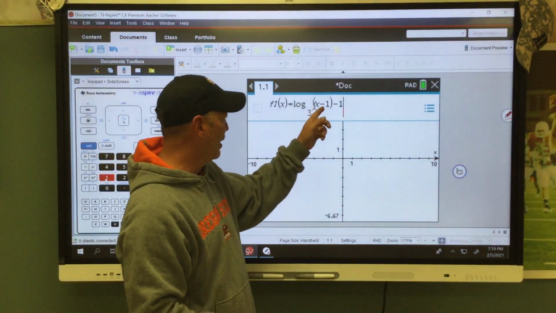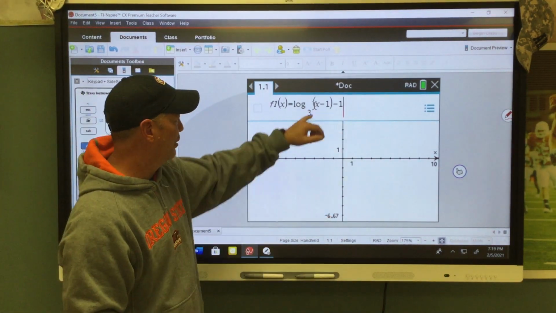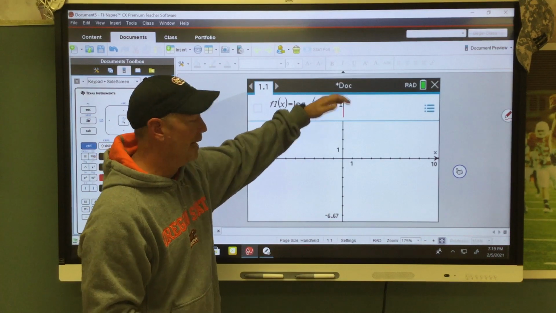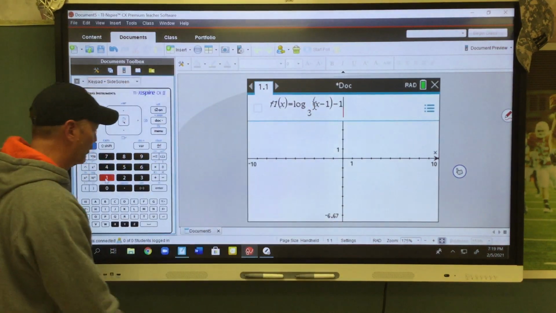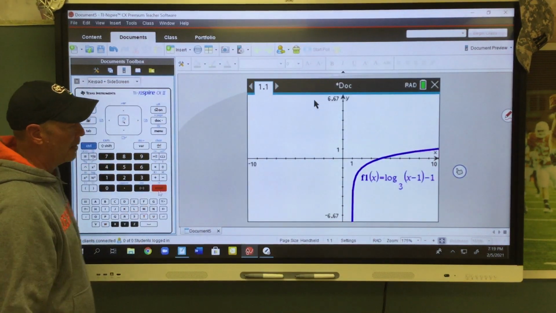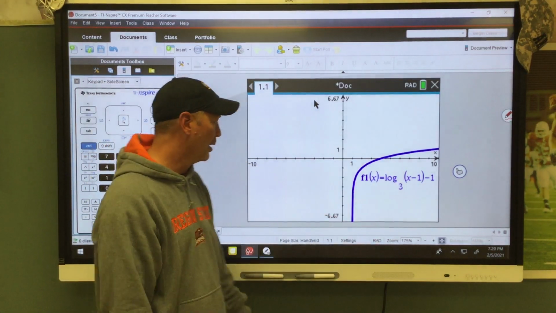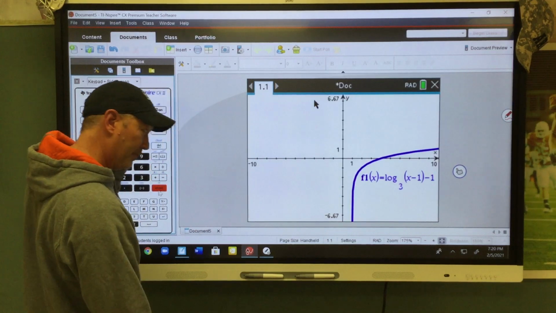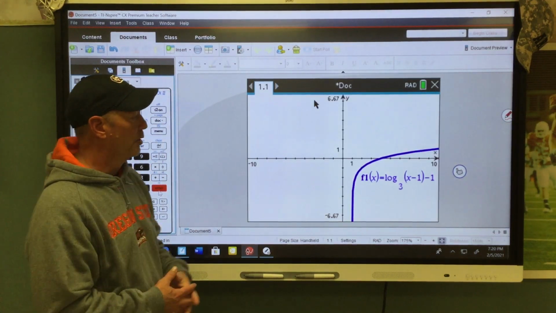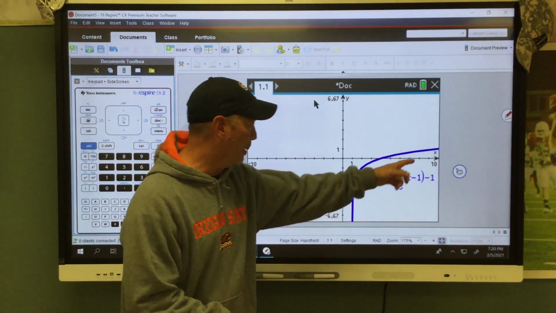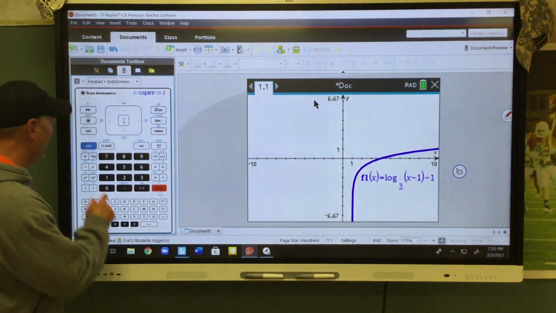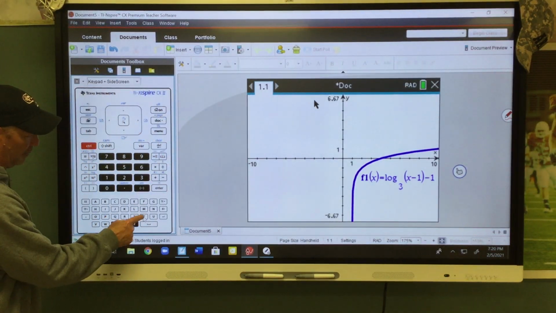Log base 3, x minus 1, minus 1. This should be a shift to the right 1 and down 1, if you remember your transformations. We hit enter. My graph is going to look like this. Okay? Now, what did we say? We're going to find the domain and the range, but how do I plot this? Control T to find our points.